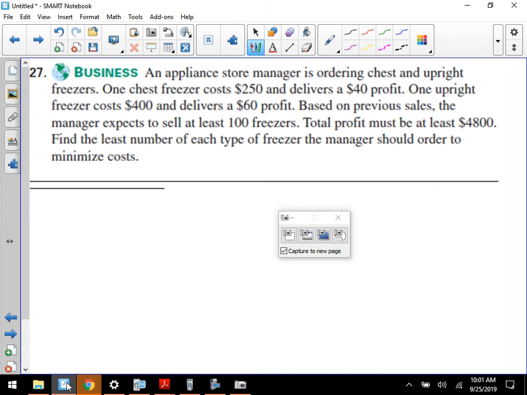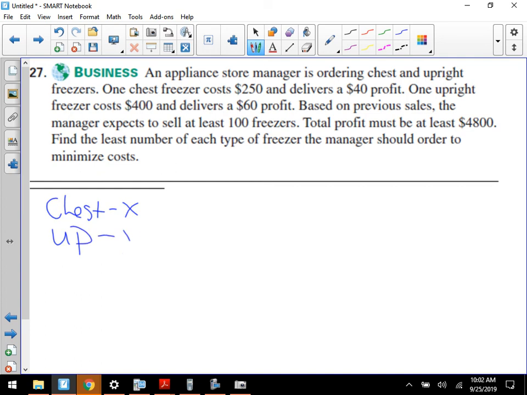Based on your previous sales records, you know that you expect to sell at least 100 total freezers. Your total profit must be at least $4,800. Find the least number of each type of freezers you should order to minimize your costs. What's the objective? To minimize costs. So right off the bat, it tells you to minimize costs. Well, you had two variables. You had chest freezers, we'll call X because it came first, and then upright freezers, we'll call Y. All right? You want to minimize costs.